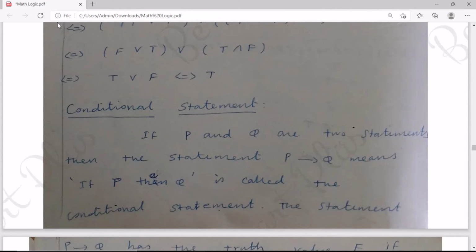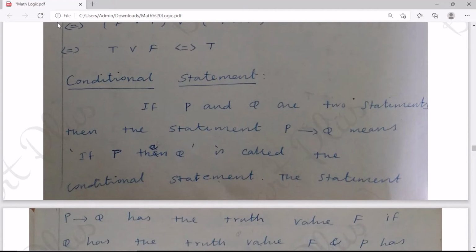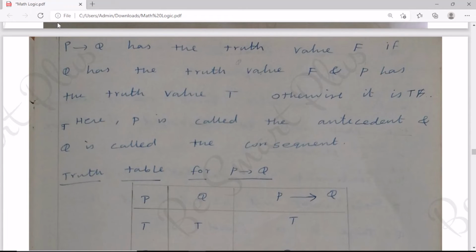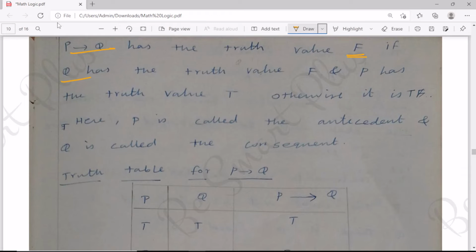Next we move on to a very important concept, that is the conditional statement. So, if P and Q are two statements, then the statement P conditional Q, which you read as P conditional Q, which means if P then Q, is called the conditional statement. Here, the statement P conditional Q has the truth value false if Q has the truth value false and P has the truth value true, otherwise it is true.